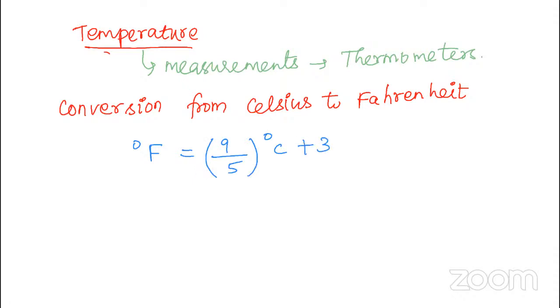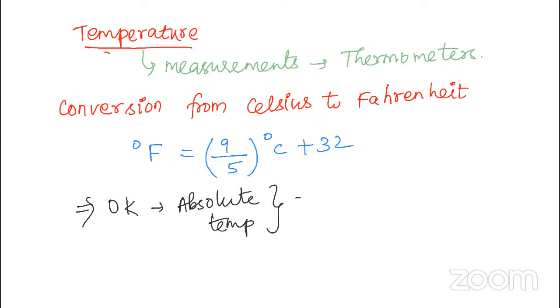So keep in mind that 0 Kelvin is absolute temperature. What is the value of absolute temperature? We know the value, that is minus 273.15 degrees Celsius.